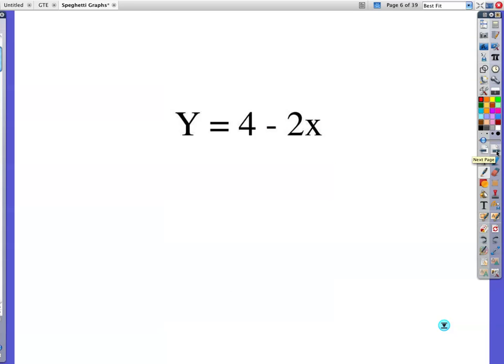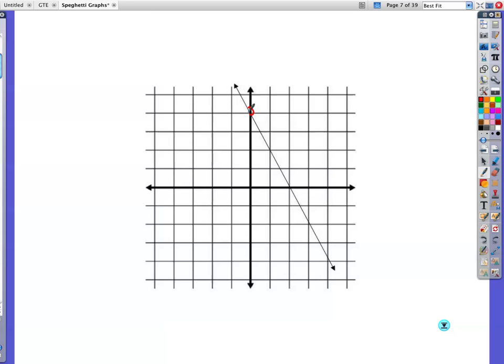4 minus 2x. Y-intercept of 4, slope of negative 2. Watch out, that's a negative 2. Slope of 4, or excuse me, a y-intercept of 4, slope of negative 2 means you rise negative 2, run 1. Rise negative 2, run 1. And you keep doing that.